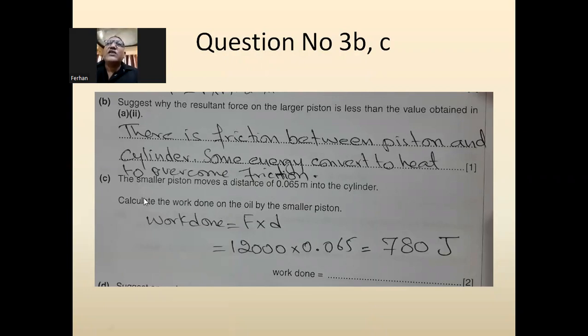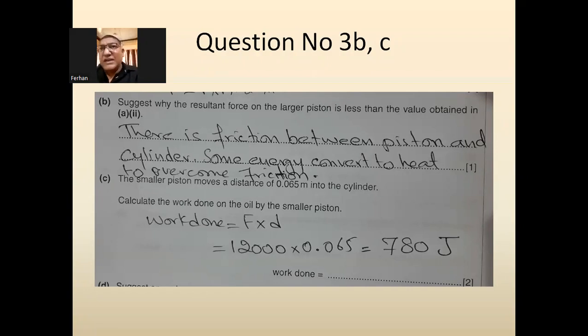Okay. Then the question is, the smaller piston moves a distance of 0.065 meter into the cylinder. Calculate the work done on the oil by the smaller piston. So we know the force which was exerted on the smaller piston, and now we know the distance traveled by the smaller piston. So very easily I can calculate the work done. Work done is the force multiplied by the distance. So the 12,000 Newton force was applied, and the distance traveled is 0.065 meters.